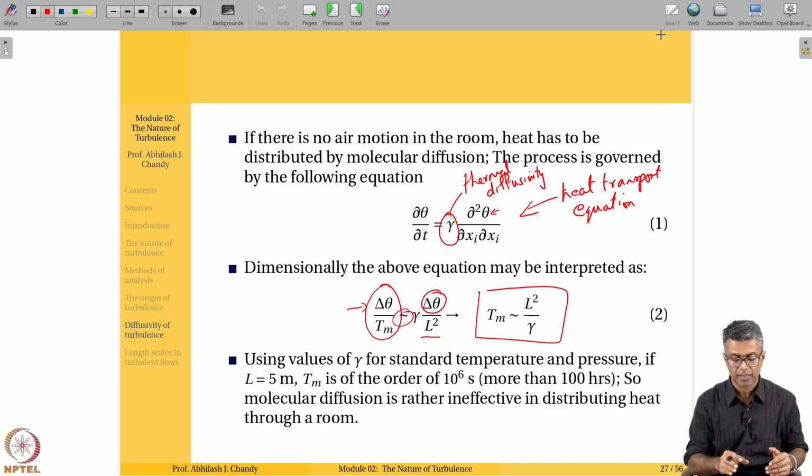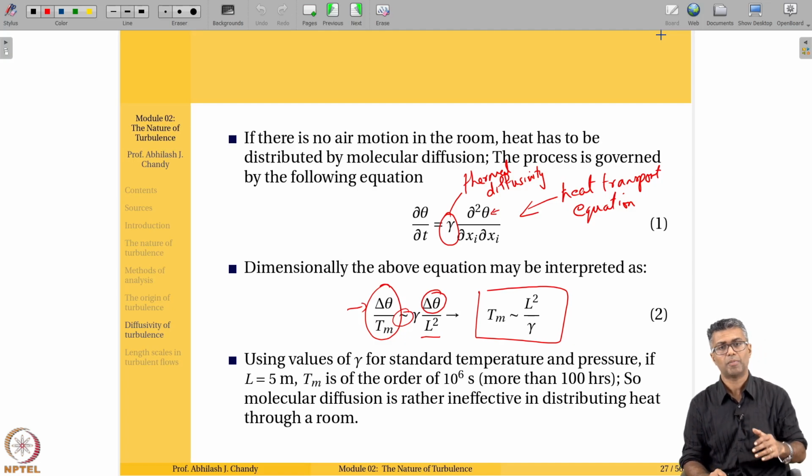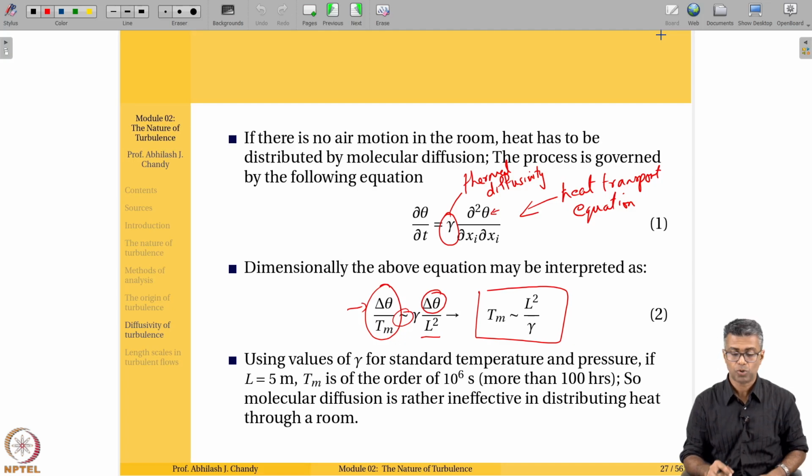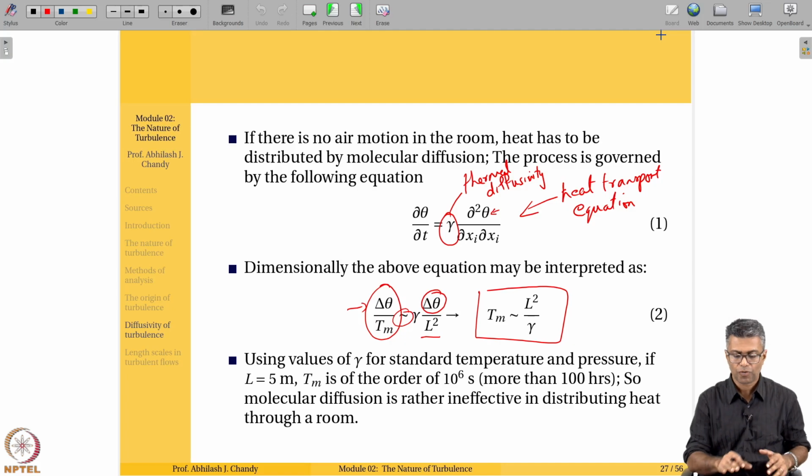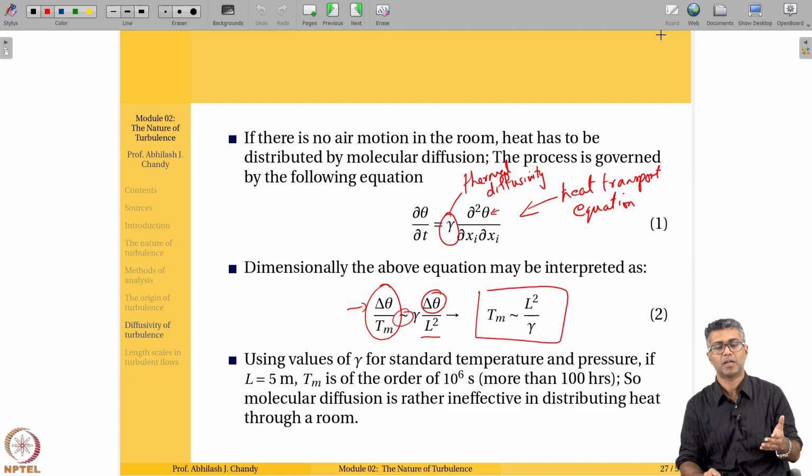On the right hand side of equation 2, we have gamma delta theta over L squared, gamma being the thermal diffusivity. L is again the characteristic length scale, so instead of the del xi twice, we are writing it as L squared. So from here you can solve for Tm being approximately L squared over gamma.